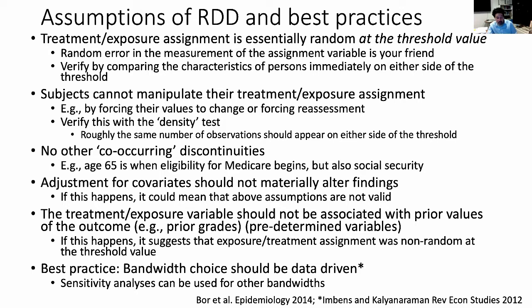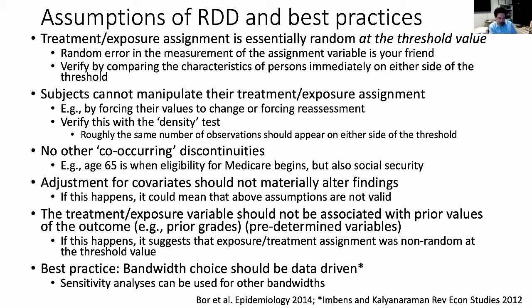You also would expect, because of the random exchangeability that can happen around the threshold, that if you were to adjust for covariates, and you can when you have this information, it should not really change your findings very much, right? Because if it did, that might mean that the above assumptions are not valid. But if there's truly random assignment on either side of the threshold, adjusting for covariates shouldn't change your findings very much. Also, similar to difference in difference, treatment or exposure variables shouldn't be associated with prior values of the outcome. If this happens, it also suggests that the assignment wasn't random at the threshold value.